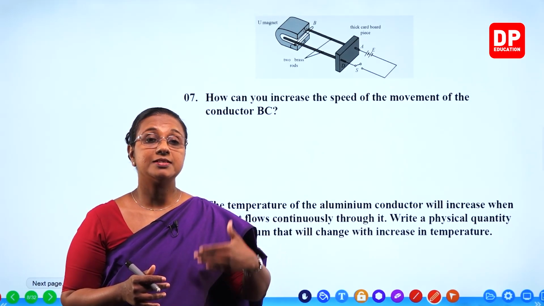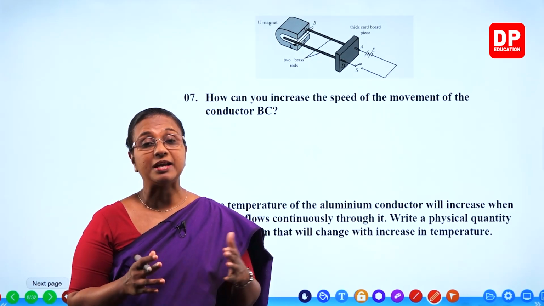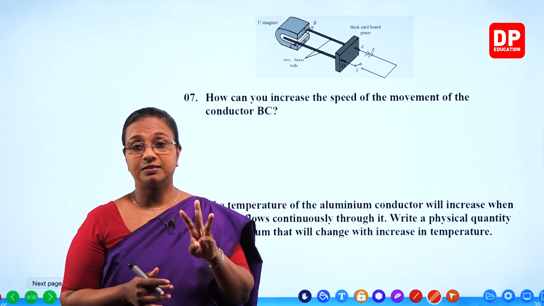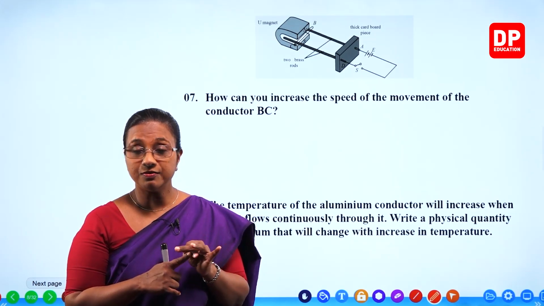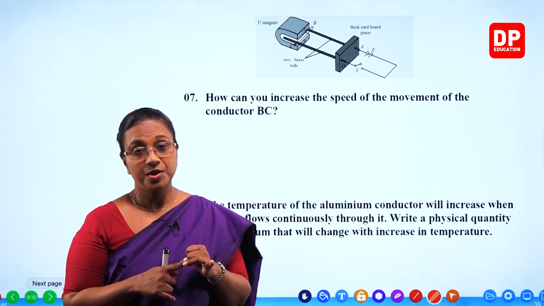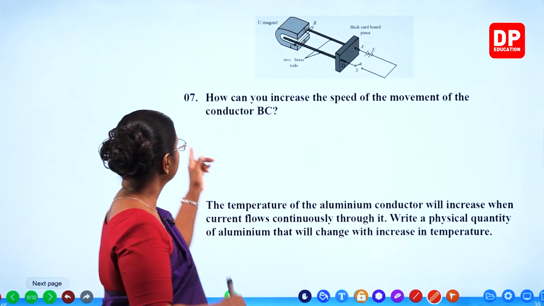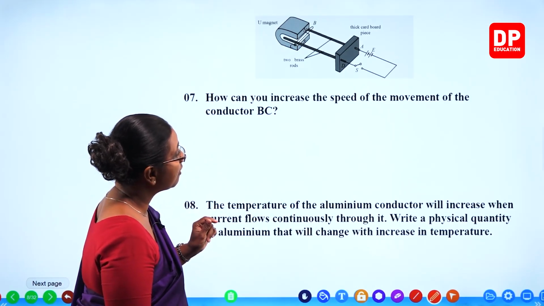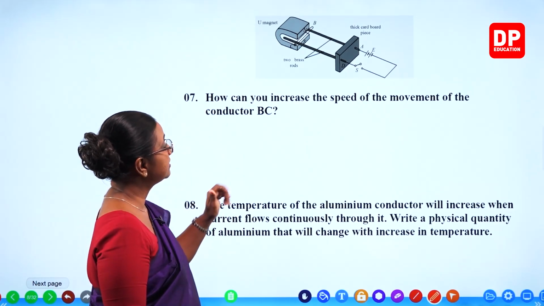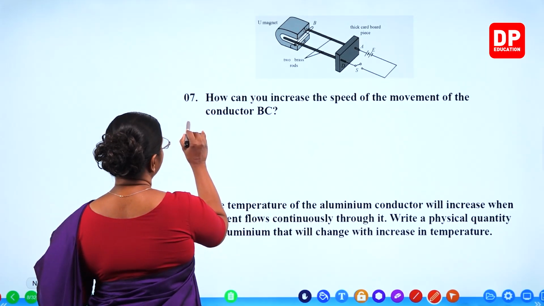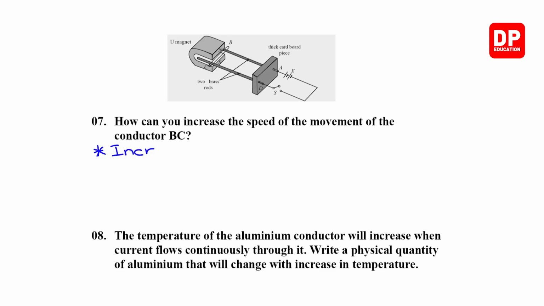When the current flow increases, the strength of the force increases. The magnitude of force increases. So the magnitude of force depends on 3 factors. Length of conductor, strength of the magnet, and the magnitude of current. So when the force increases, the speed of movement of the conductor also increases. So the question is, how can you increase the speed of the movement of the conductor? So we can say by providing more current or increase the number of batteries. So one method, increase the number of batteries.